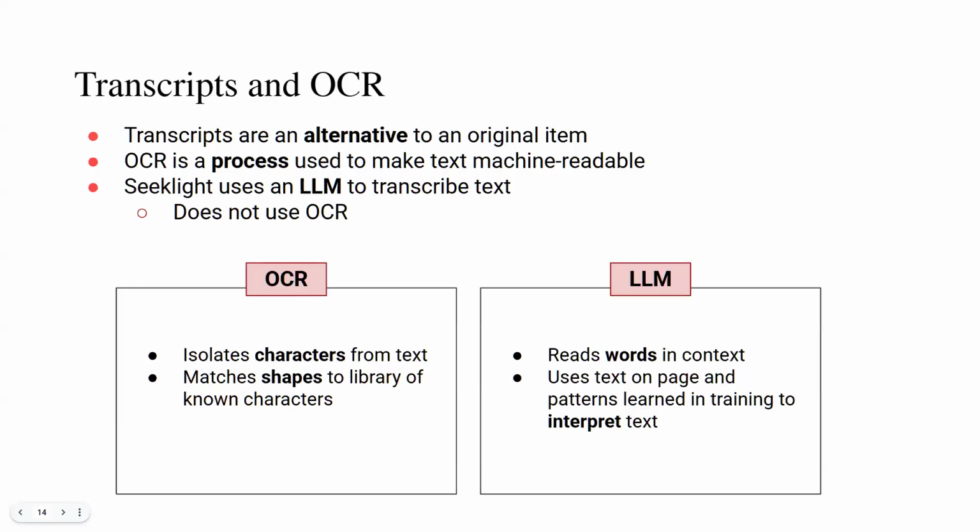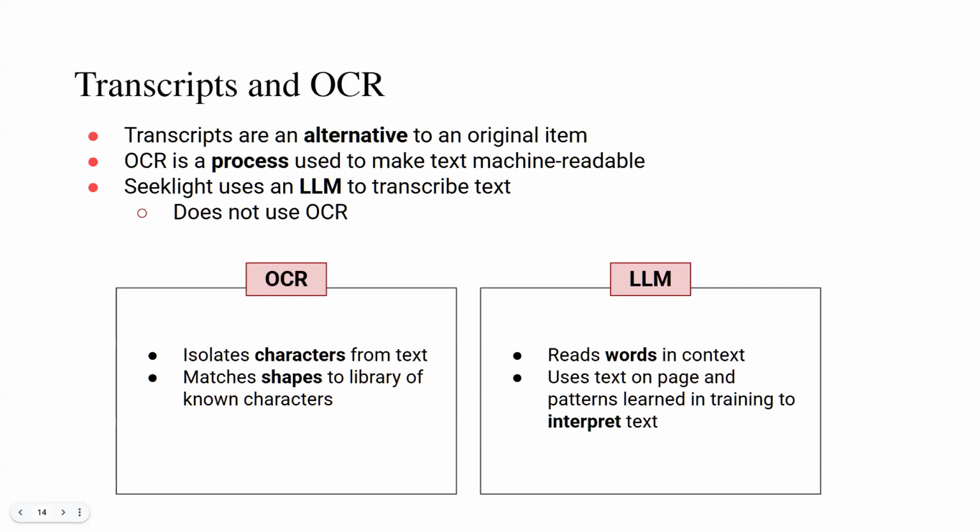So just to kind of explain the difference, in traditional OCR, the engine that is doing that recognition looks at each character in isolation, right? So it's not looking at the whole word, it's not looking at the page, it's identifying a specific character, and it is attempting to match the shape of that character to a library of known characters.